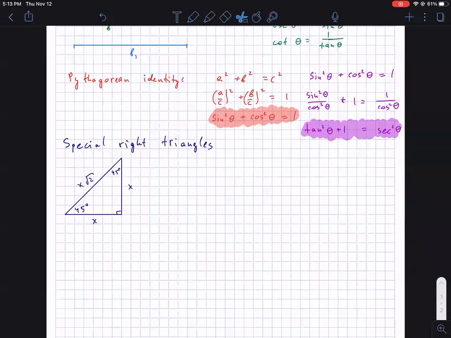45, 45, 90 comes from the Pythagorean theorem. People okay with this? Yeah. Okay.